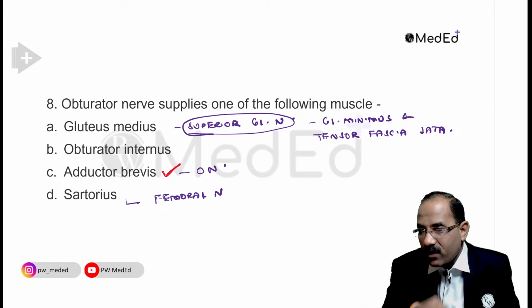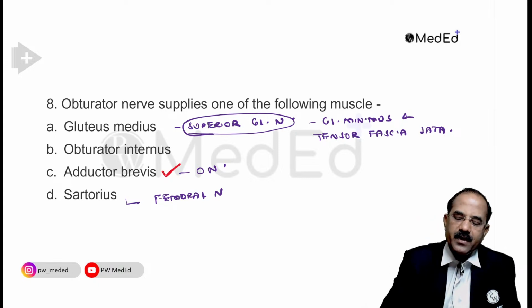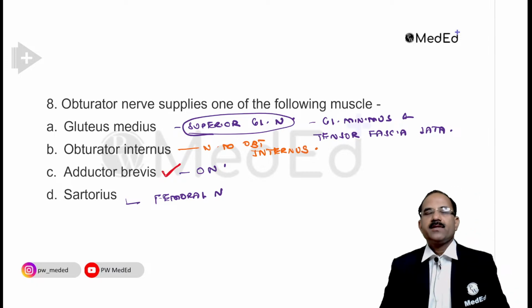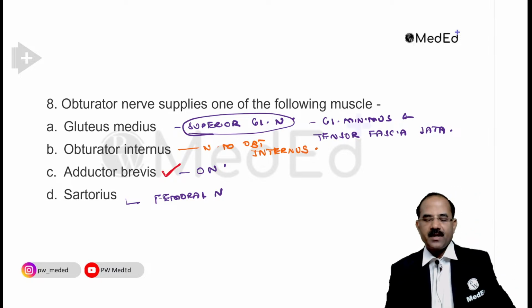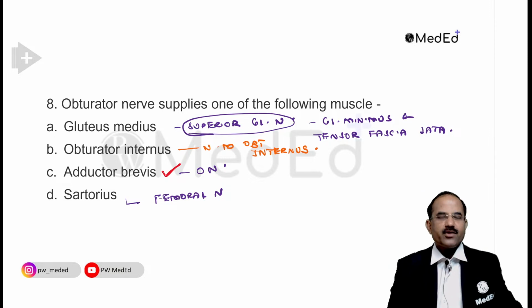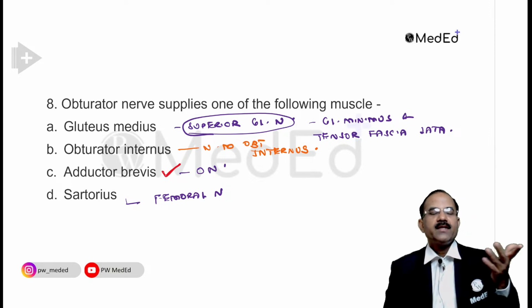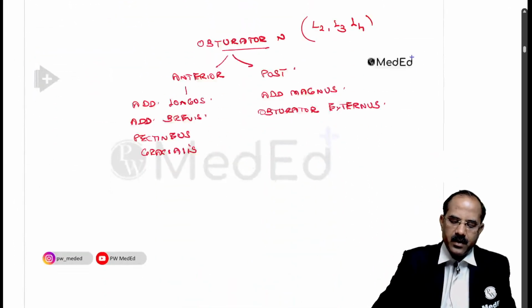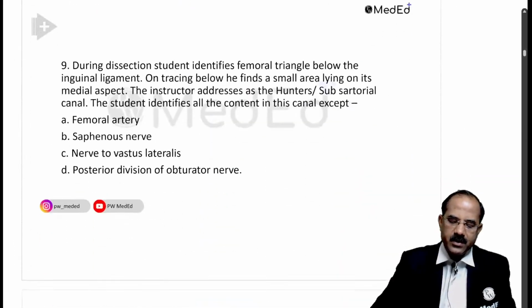What is the nerve supply of obturator internus? It is the nerve to obturator internus. Nerve to obturator internus. It's a branch of sacral plexus. Nerve to obturator internus is a branch of sacral plexus. Chalo bachcho. Okay, very good. Come on, let us go to the next MCQ.